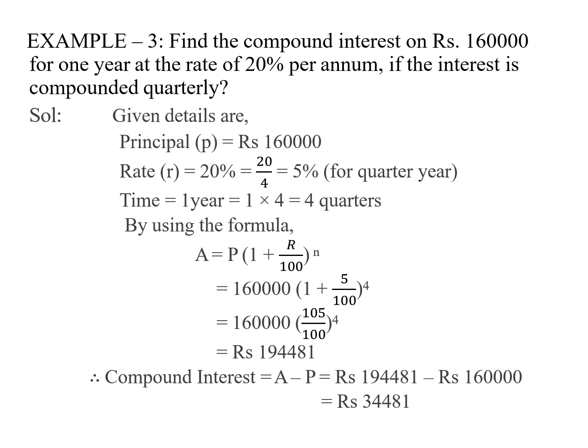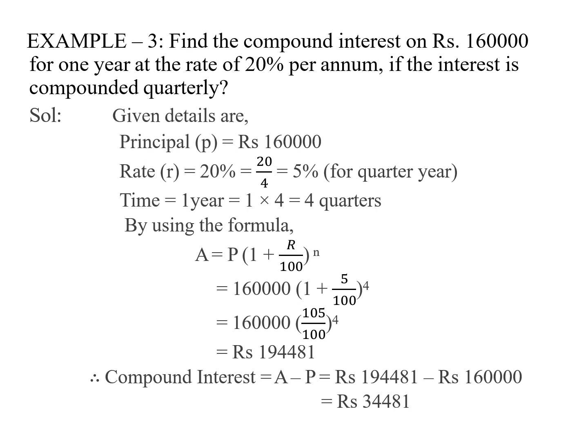Let us solve example 3. Find the compound interest on rupees 1,60,000 for 1 year at the rate of 20% per annum if the interest is compounded quarterly. Let's understand this question step by step. If you invest 1,60,000 rupees and the bank gives 20% interest per year but adds interest every 3 months instead of once a year, then how much interest will you get after 1 year?